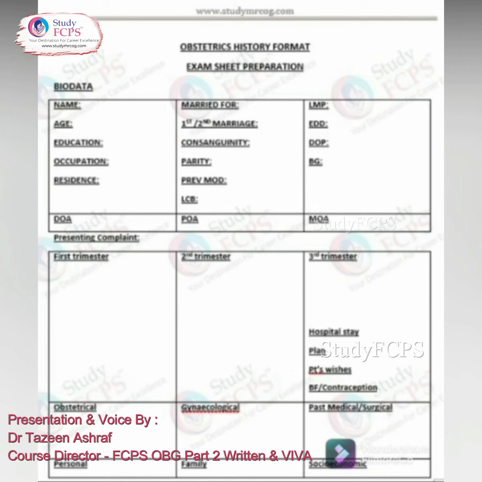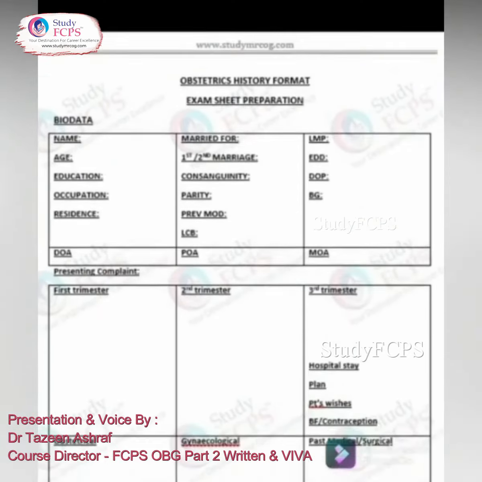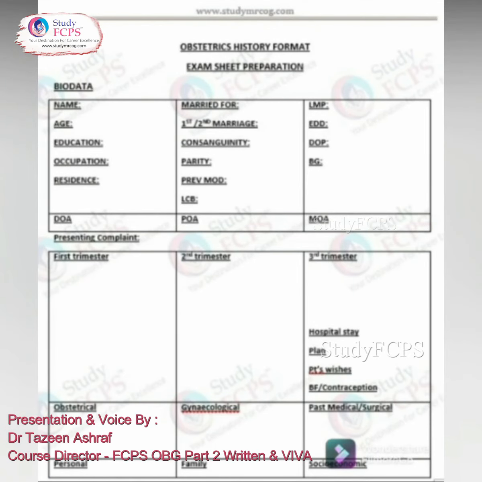your patient. And the third column will have all the information related to her current pregnancy, including the first day of the last menstrual period, expected date of delivery, duration of pregnancy, and, as all of you know, blood group is important in obstetrical cases, so you have to write it down.